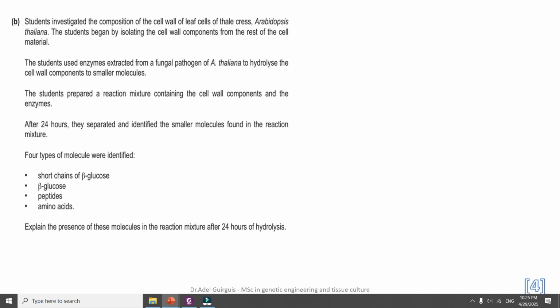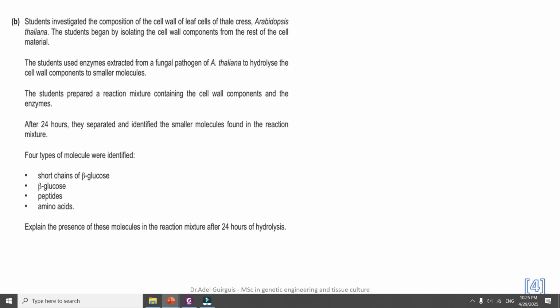Short chains of beta-glucose, peptides, amino acids. Explain the presence of these molecules in the reaction mixture after 24 hours of hydrolysis. Why is beta-glucose present as short chains and as single units of beta-glucose? As we know from our study, cellulose molecules are formed from beta-glucose.